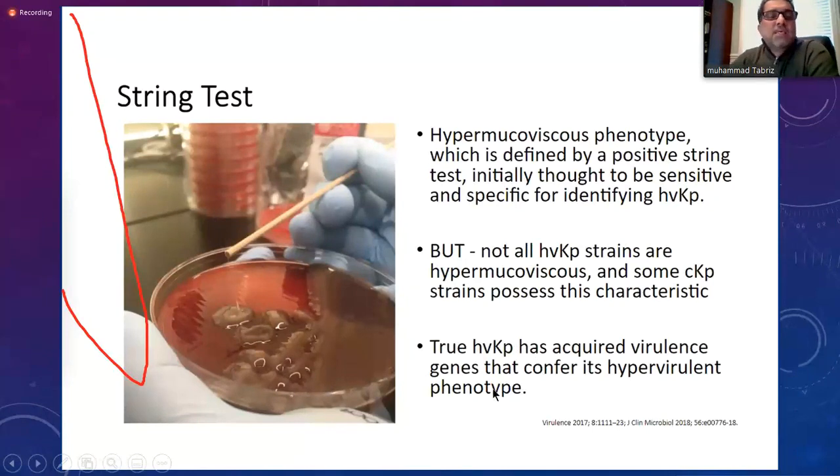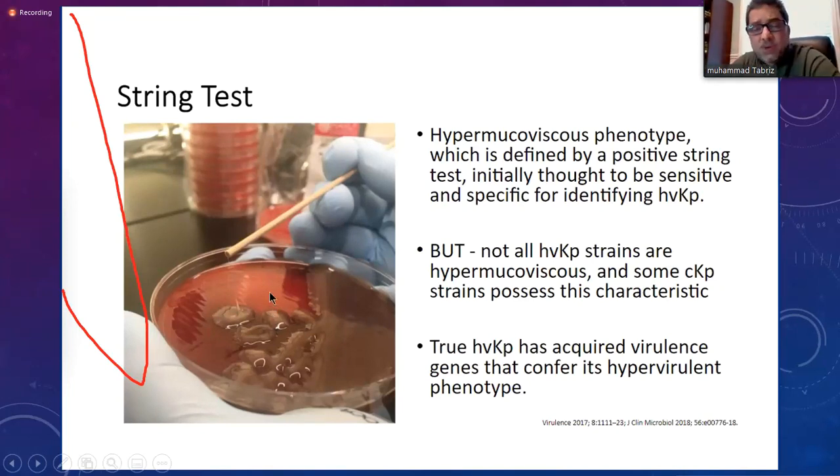So what happened is this particular Klebsiella is called hypermucoviscous Klebsiella pneumoniae. This produces the mucoid structure. If you do the string test, it means you touch it. If the string is more than 5 millimeters, that's positive for a mucoid variant of Klebsiella. It's not very specific, but it suggests the possibility of a mucoid variant of Klebsiella.